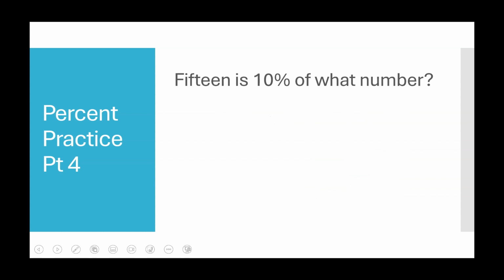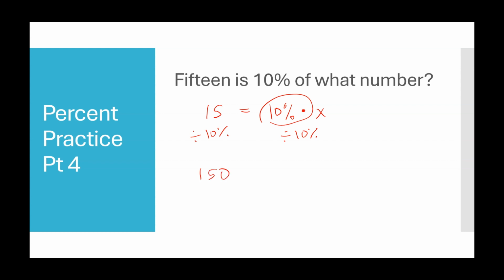15 is 10% of what number? Let's get rid of this times 10% by dividing by 10%. Oh, wait, there's an even easier way to solve this, but it's okay. We'll solve it this way first. 15 divided by 10% leaves me 150.